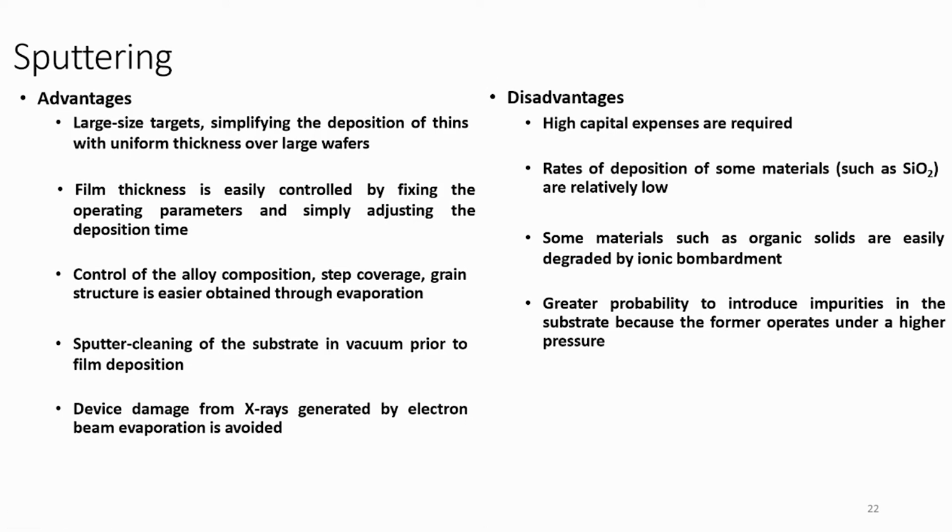When you talk about the disadvantages or limitations of the sputtering system, there are several, such as high capital expenses, rates of deposition of some materials such as SiO2 are relatively low, some materials such as organic solids are easily degraded, and finally, there is a greater probability of introducing impurities in the substrate because the former operates under a high pressure. So, these are some of the limitations.